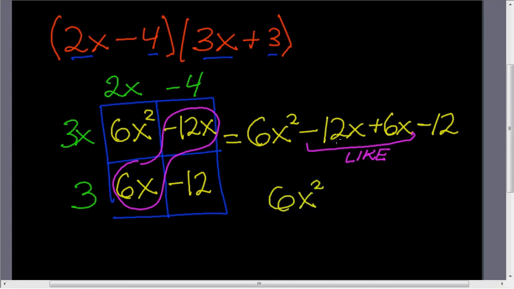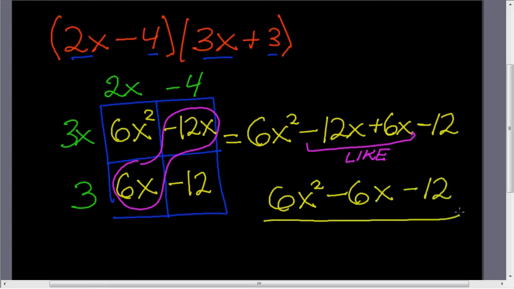So 6x squared is still hanging out in front. Negative 12 and positive 6 makes negative 6x. And then there'll be a negative 12. And this will be our simplified answer. And that's how you can multiply polynomials using boxes.